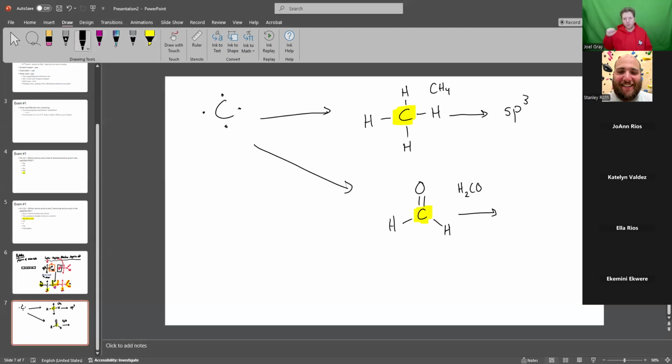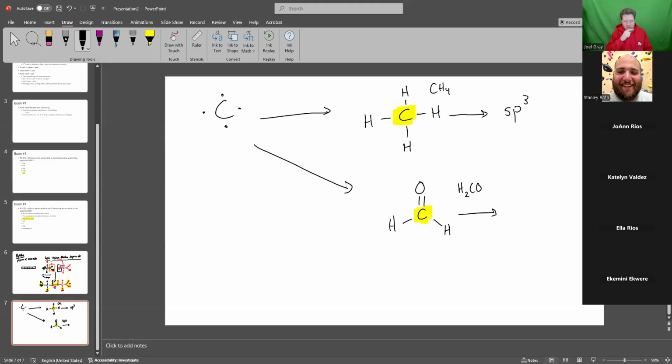And I will almost always do this. I add up the things by counting in this fashion: S, P, P, P. So CH4 is sp3 hybridized. It has four things surrounding it. So I added up S, P, P, P.